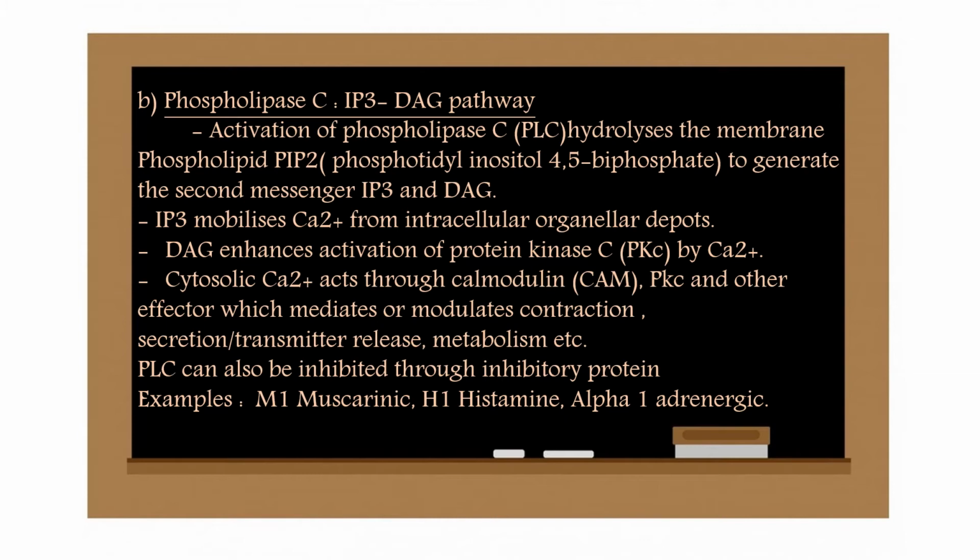This PLC can also be inhibited through an inhibitory protein. Examples of receptors that use the phospholipase C or IP3-DAG pathway are M1 muscarinic receptors, H1 histamine, and alpha-1 adrenergic.